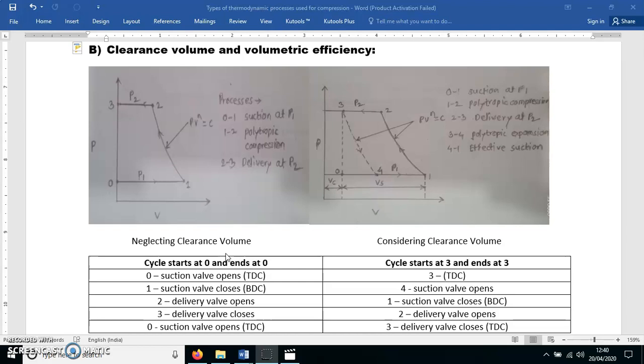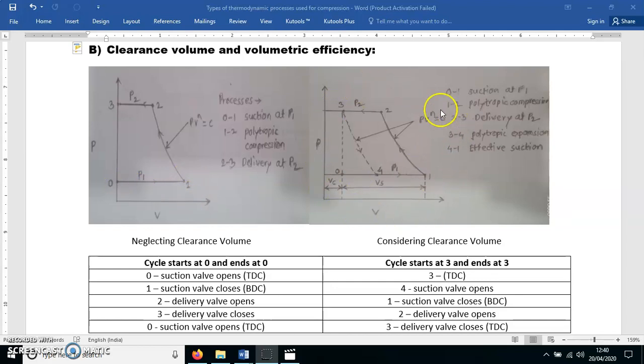In continuation with the last lecture, we are going to see the remaining part, part B, clearance volume and the concept of volumetric efficiency. Let's look at this first figure. This is the PV diagram of the compression cycle when clearance volume is neglected. Clearance volume is neglected means this y-axis itself represents top dead center and this point 1 represents bottom dead center. So when we are moving from top dead center to bottom dead center, the piston is going away from the top dead center and the volume goes on increasing, that is from 0 to 1.